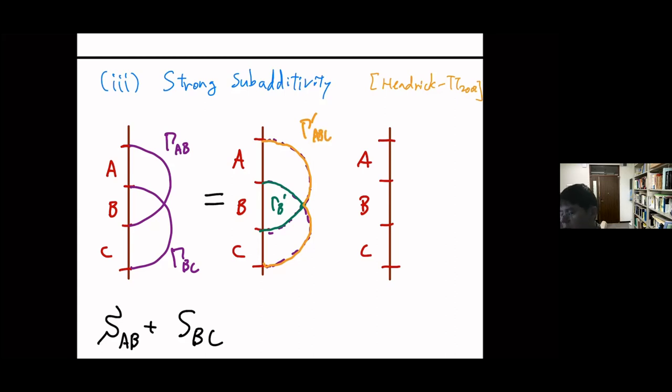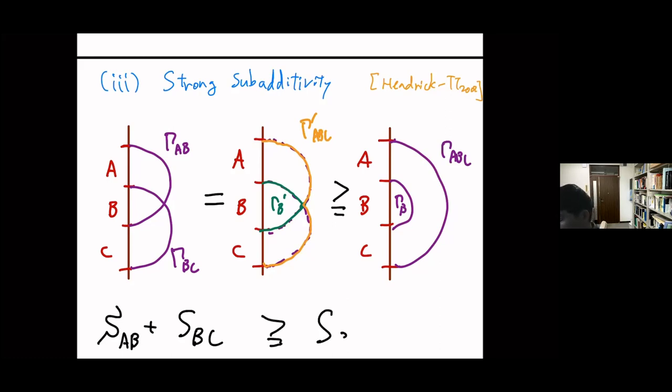But these two are not minimal surfaces. Up to this point, the area is the same. Here we write everything projected down to two dimensions, but this is true for higher dimensions too. This is obviously not the minimal surface. There is an actual minimal surface, which we write here: the true minimal surface gamma B, and the true minimal surface gamma ABC. So the sum of the lengths gets smaller here, which means S_B plus S_ABC is smaller. This is a very simple proof of strong subadditivity.